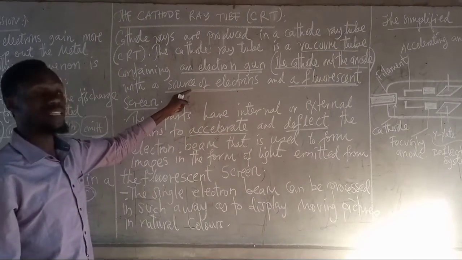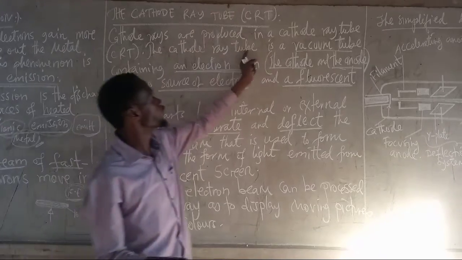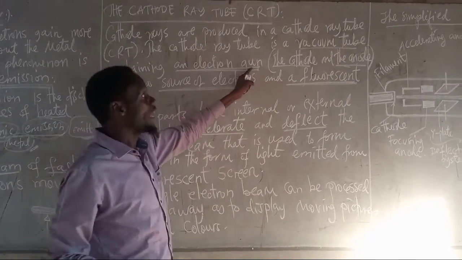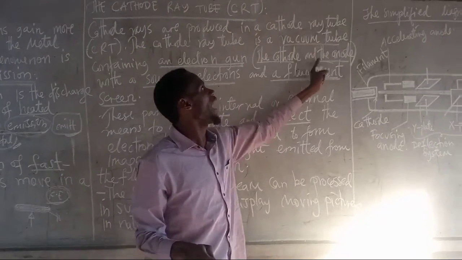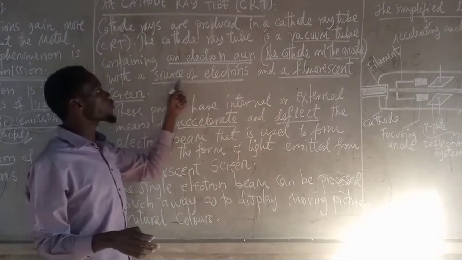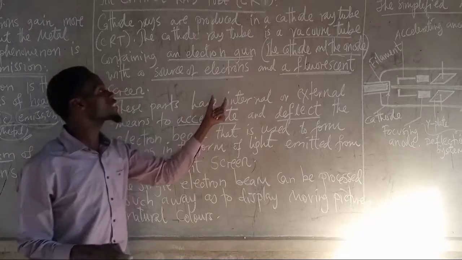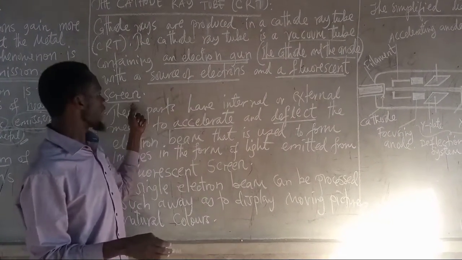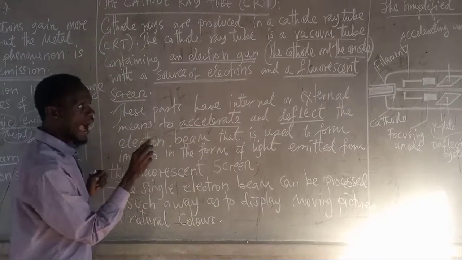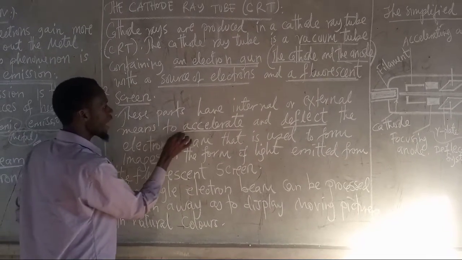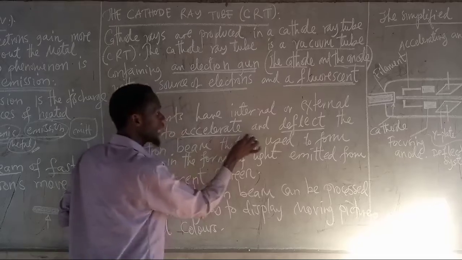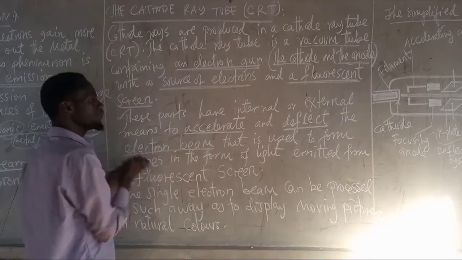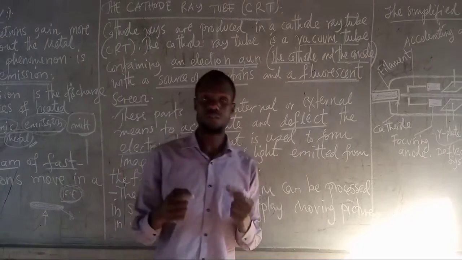And once we have a place where we get electrons, we begin to ask how those electrons travel until they reach the fluorescent screen. Therefore the cathode ray tube is a vacuum tube containing an electron gun, that is the cathode and the anode, with a source of electrons. There must be a source of electrons and also a fluorescent screen, and therefore these parts have the ability to accelerate and deflect the electron beam. A beam is a collection of electrons.